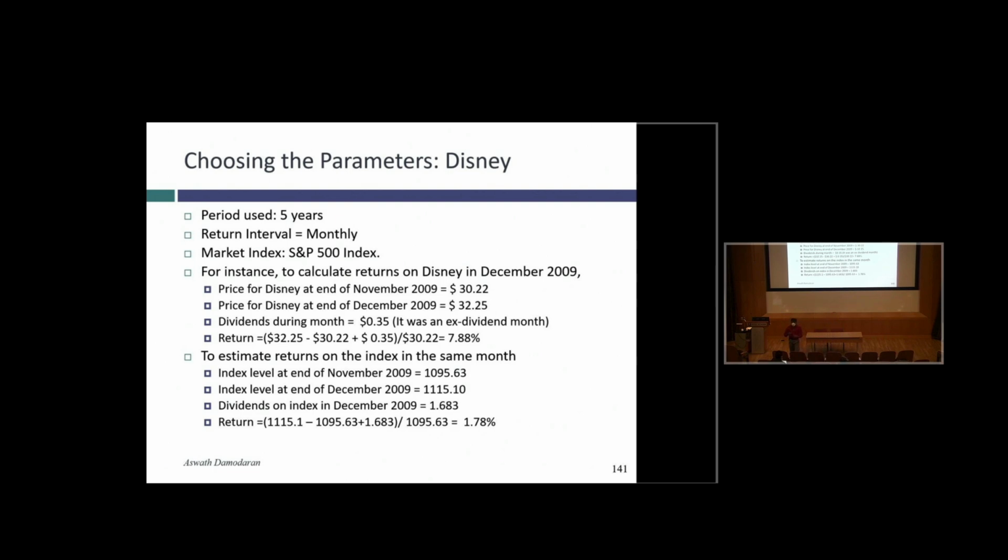Choices about how far back to go, how to slice up the data, daily, monthly, weekly, what index to use, and even things like what do you do with dividends? Because prices change every day, but dividends don't arrive every single day. They arrive only once a quarter if you're a US company, maybe once every 6 months for some European companies. So let me make the choices for myself because I wanted to run this regression for Disney.